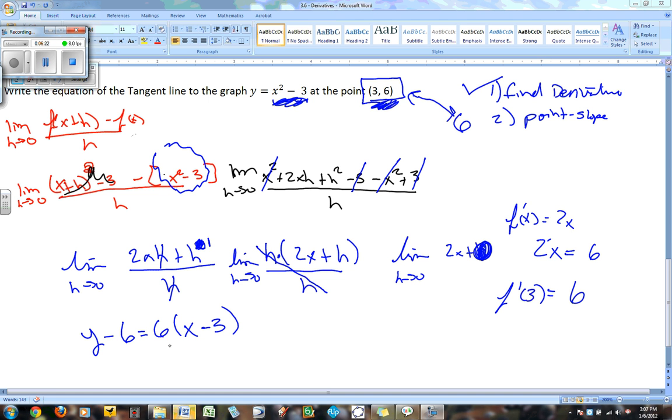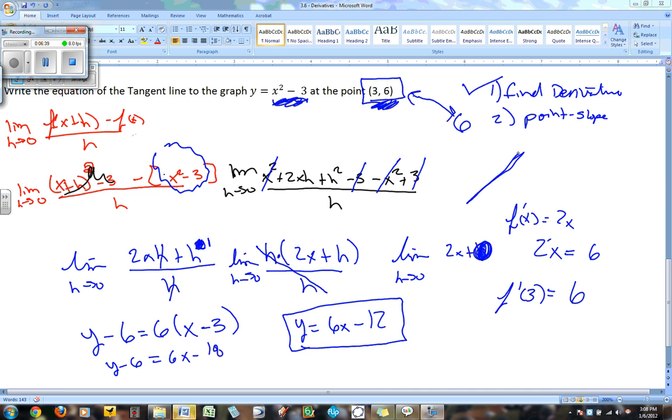So 6x minus 18 equals y minus 6. Add 6 to the other side, I get y equals 6x minus 12. And that there is the equation of our tangent line. And if you remember what our graph looked like, it did have a positive slope. Our tangent line was going like this at the beginning. It did have a positive slope. And so that is the equation of our tangent line right there.